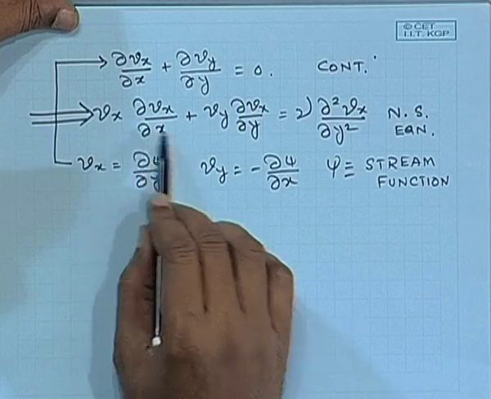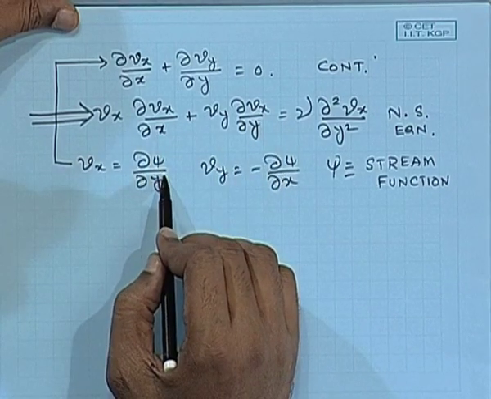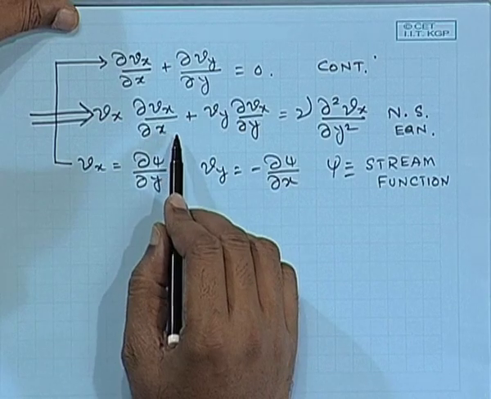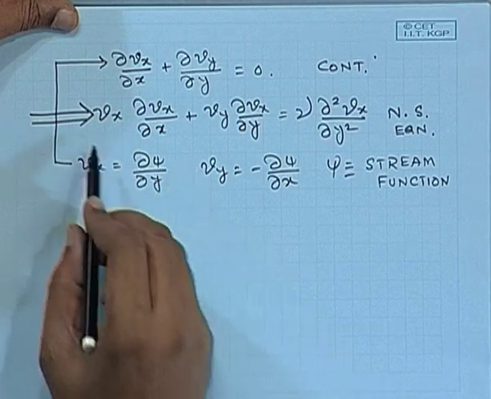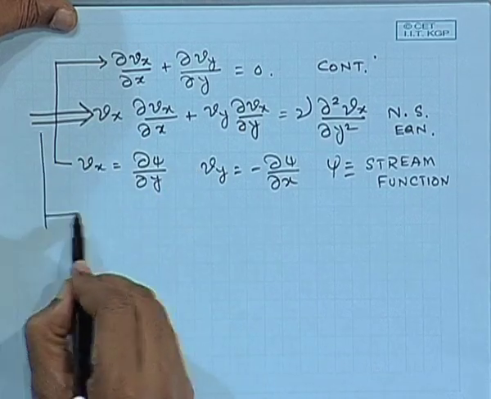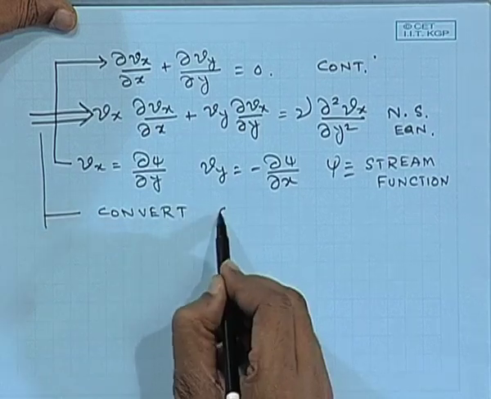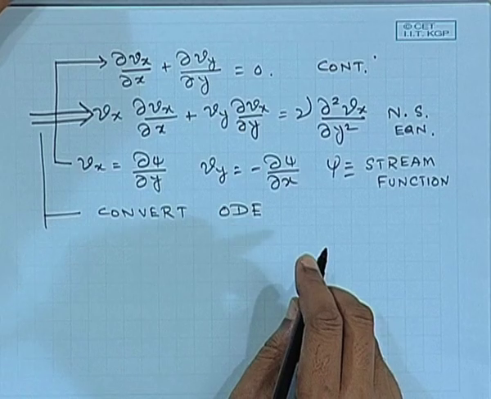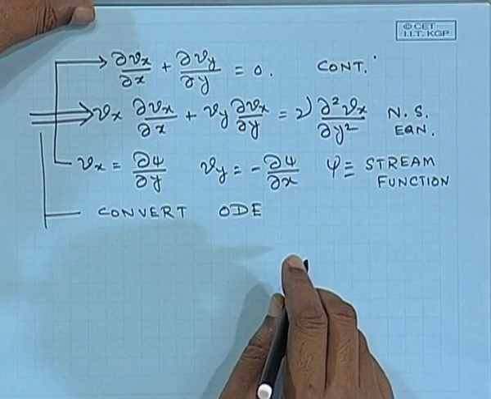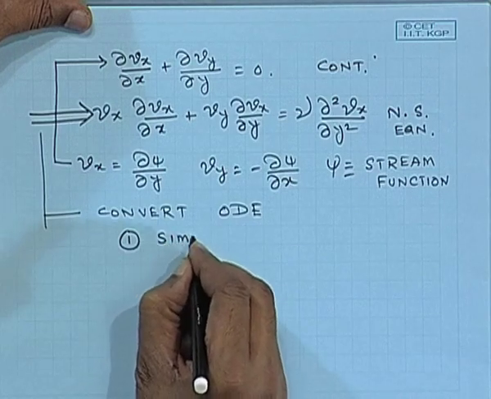So, I have to express this equation in terms of stream function. It still will remain as a PDE. It is a partial differential equation. So, my first thing would be how can I convert it to an ODE. Okay. And there are several methods. You probably have studied a few of them. One common one is similarity parameter.